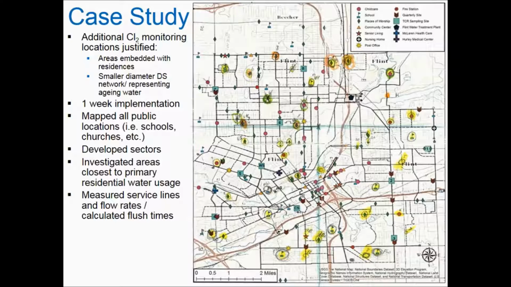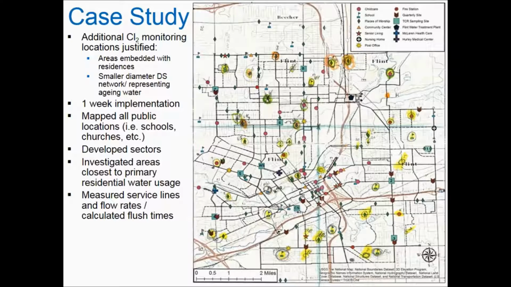And we developed sectors like Matt, I believe, was talking about. And so the map shown here is my handwritten one, what I was using in the field. The blue lines are the sectors that we developed. And we went out to investigate areas closest to the primary residential water usage. When we found promising sites, we measured the service lines, the length and diameter. We measured the flow rates, and we calculated flush times that would be representative of getting water from the distribution system.